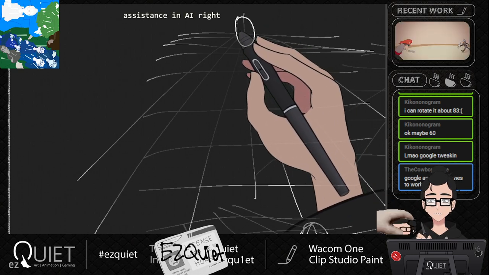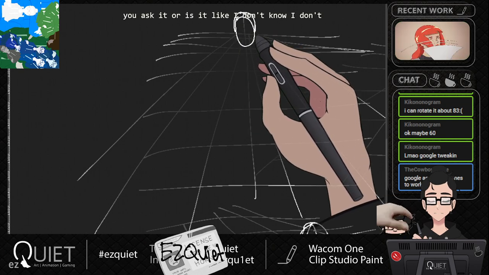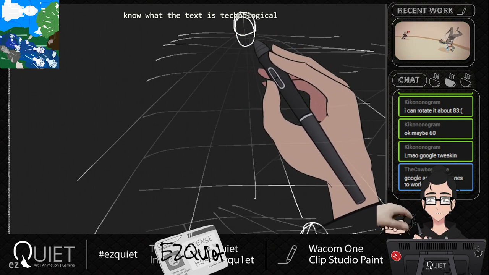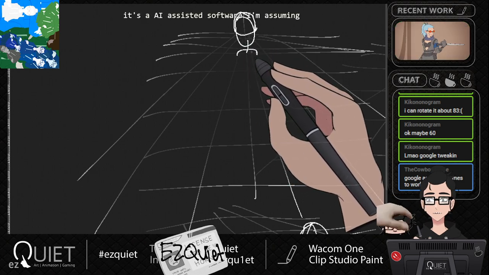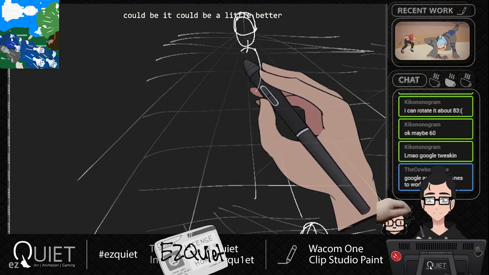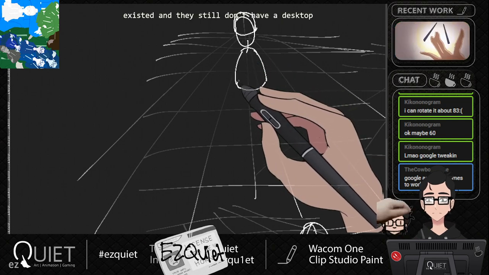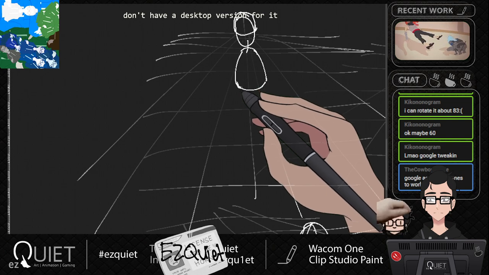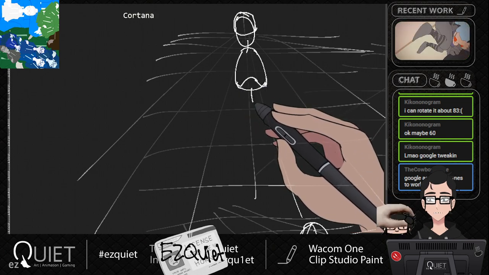Can you really blame Google Assistant, it's an AI, right? It learns based off what you ask it, or I don't know what the technological term is. It's an AI assisted software. I'm assuming it could be a little better. How long has Google Assistant existed and they still don't have a desktop version for it? That's weird. I mean, they have Cortana. But Cortana sucks, dude. Cortana's terrible.